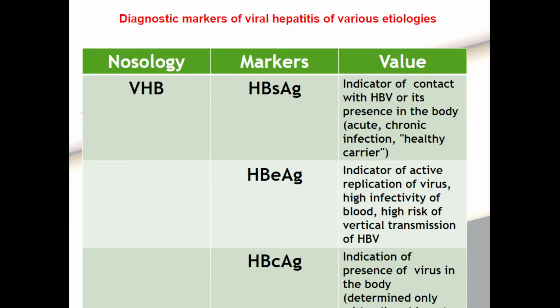Diagnostic markers of viral hepatitis of various etiologies. HBs antigen for hepatitis B virus: indicator of contact with hepatitis B virus or its presence in the blood, acute infection, chronic infection, or healthy carrier. HBe antigen: indicator of active replication of the virus, high infectivity of blood, high risk of vertical transmission of hepatitis B virus. HB core antigen: indication of presence of the virus in the blood, in the body.